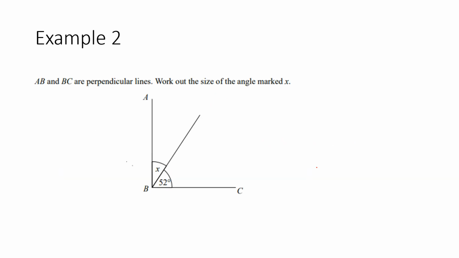Next example, AB and BC are perpendicular lines. Remember, the word perpendicular means that they at one point touch, which is how they do here, causing a right angle. Work out the size of the angle marked X. So very similar. The right angle is split up into 2 sections. You know that a right angle is equal to 90 degrees. You're given 1, so you're given the angle of 52, and you have to find the missing angle, which is X. So when you have 90 subtract 52, you get a value of 38. Therefore, X has a value of 38 degrees.